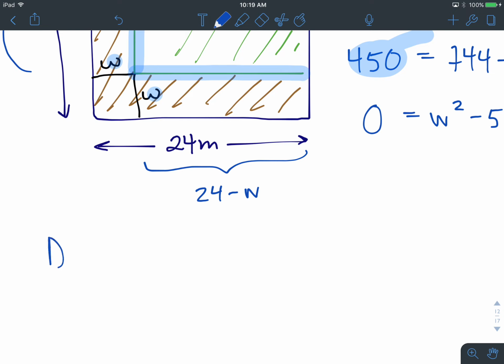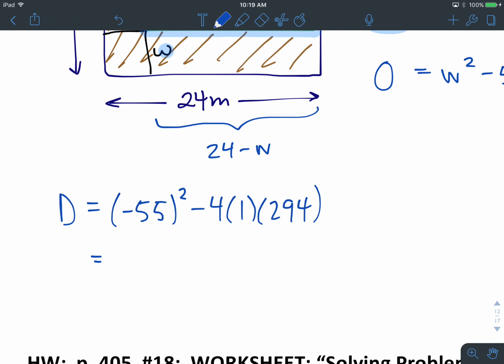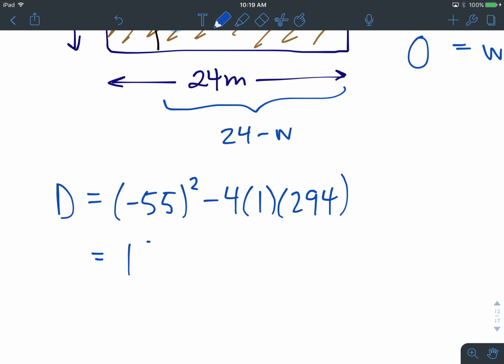So our discriminant will be equal to our B value, negative 55 squared, minus 4 times A times C. I think that was C. Yep. All right, let's put this through the calculator and see what we get. So we have negative 55 squared minus 4 times 1 times 294 equals 1,849. So is this a perfect square?